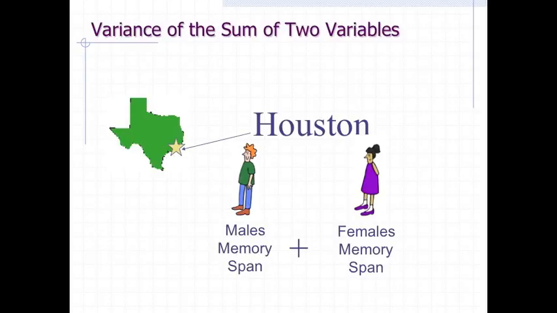For example, suppose the two populations are the populations of 8-year-old males and 8-year-old females in Houston, Texas, and that the variable of interest is memory span. You repeat the following steps thousands of times. First, sample one male and one female. Second, measure the memory span of each. And third, add the memory spans.